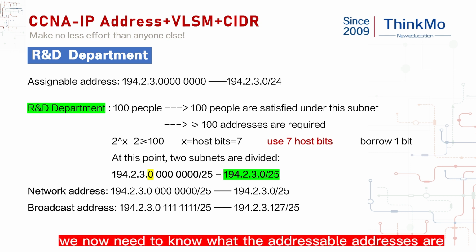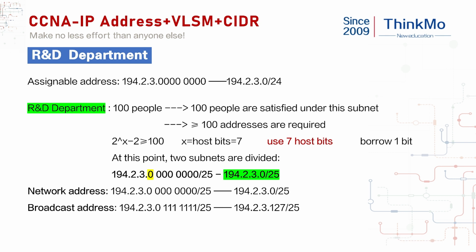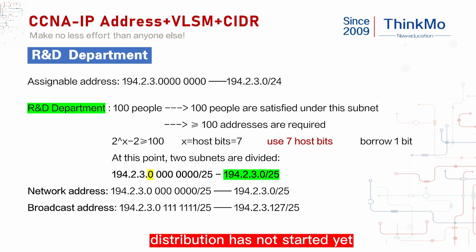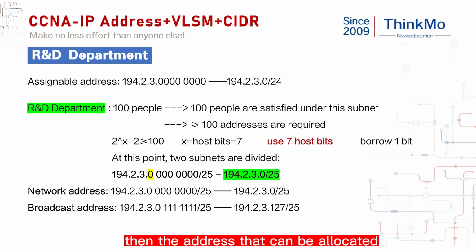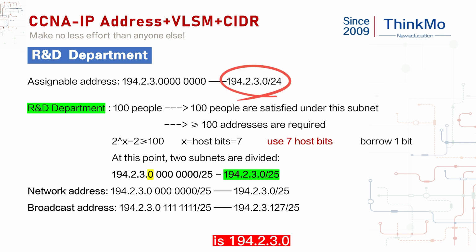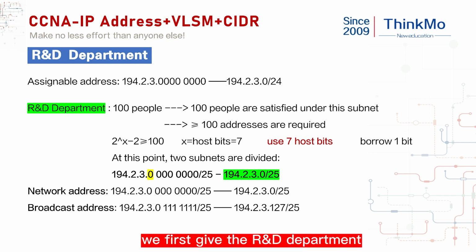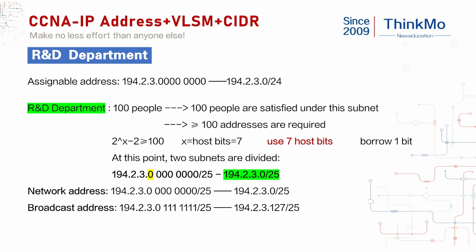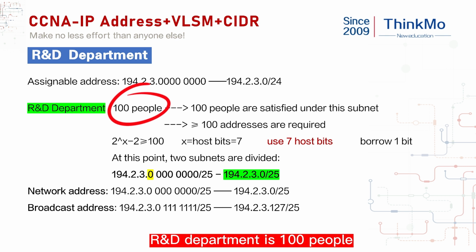We now need to know what the allocatable addresses are. Distribution has not started yet. Then the address that can be allocated must be the most, which is 194.2.3.0 with a 24-bit mask. We first give the RAND department, because there are too many people in the RAND department. RAND department is 100 people.